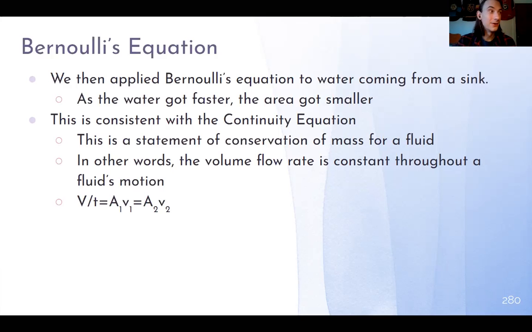This is consistent with the continuity equation, or in other words, this conservation of mass for a fluid. So we said, hey, when a fluid is flowing, this volume flow rate, this idea that the amount of volume that's flowing through a certain area over time has to be constant to make sure that the fluid is all flowing through our pipe. We said that the volume flow rate is constant throughout a fluid's motion. This volume flow rate is typically going to be represented by this area times velocity equals area times velocity.